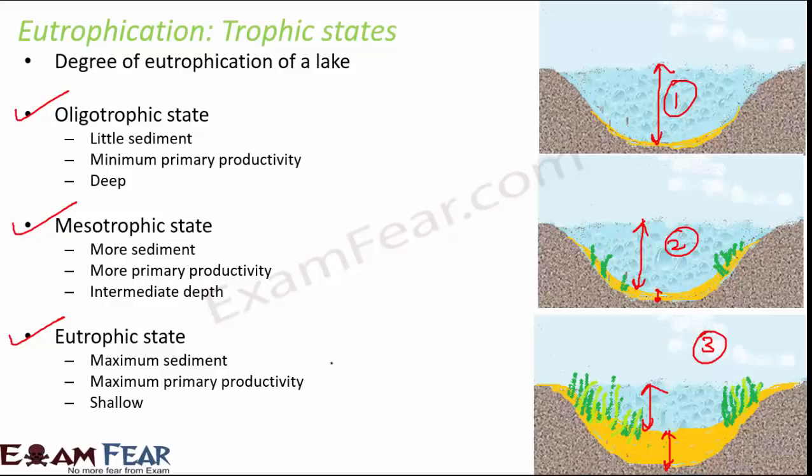And as you go down these states, you see that the primary productivity increases. That's because when you have more sediments, you will have more producers, more plants. Therefore, you will have more primary productivity.